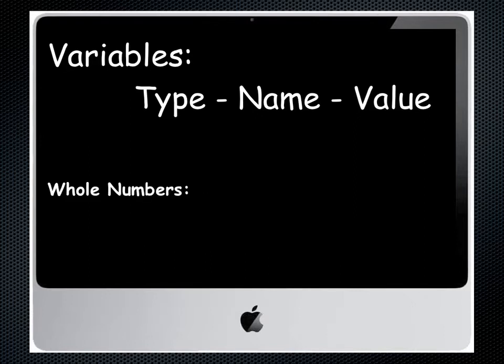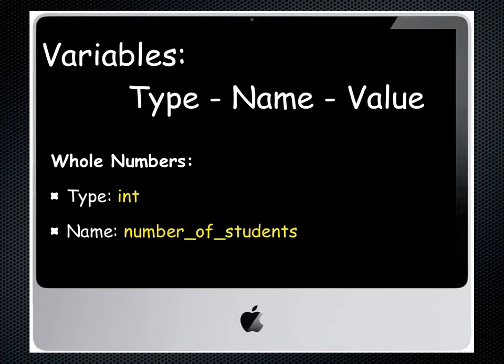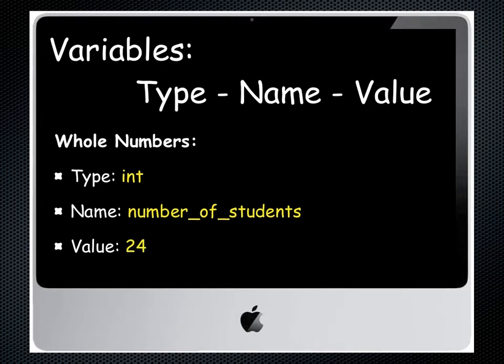We'll start with whole numbers. The type is int, which is short for integer, which means whole number in math. A typical variable we might want to store information for might be the number of students in our classroom. Therefore, we would have a variable name that says number of students. Since we have 24 students in our class, the value would be 24.